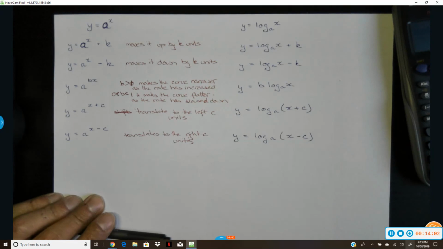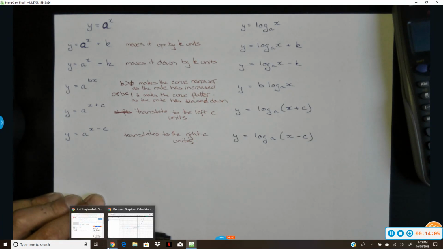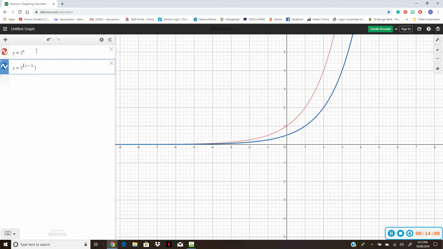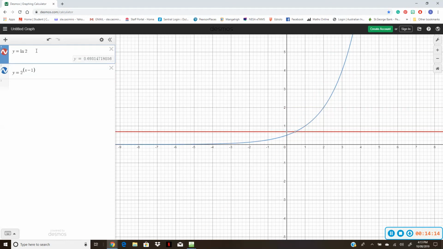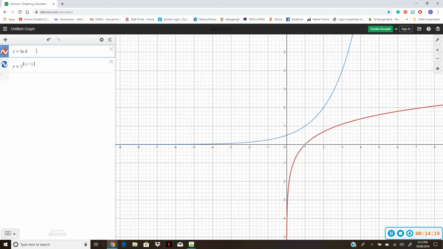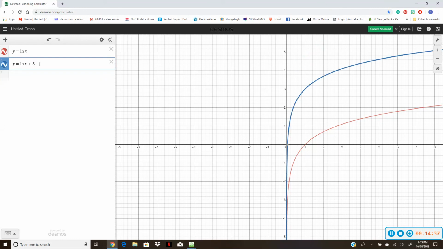Now let's look at our log base a of x. Let's say log base 2, so that's log of x. If I add a constant, such as that, it translates it up 3 units, or up that many units, and if I subtract it, it moves it down.